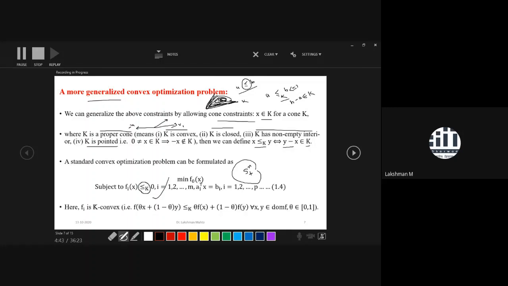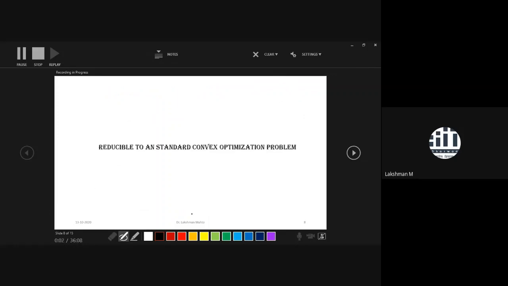And here, what is the condition? Each constraint function fi must be K-convex. That means the inequality is defined with respect to K. Coming to a few examples, where we will see that the problem actually is a convex problem, but it doesn't look like a convex problem. That means we need to introduce some kind of transformation to reduce that problem into a convex optimization problem. So I will take those examples here.